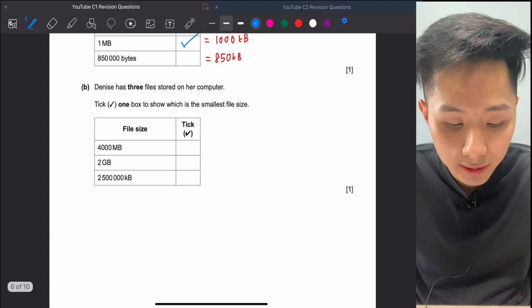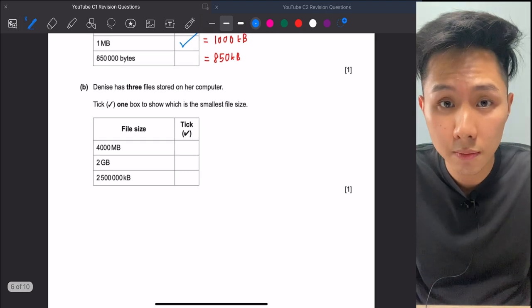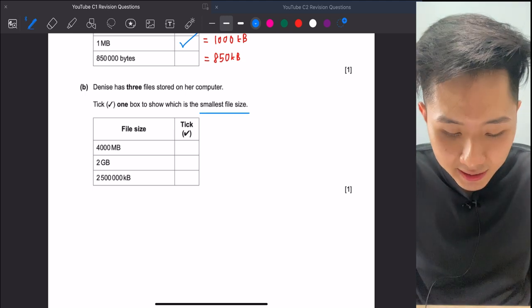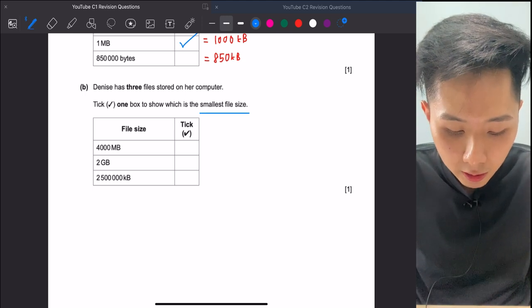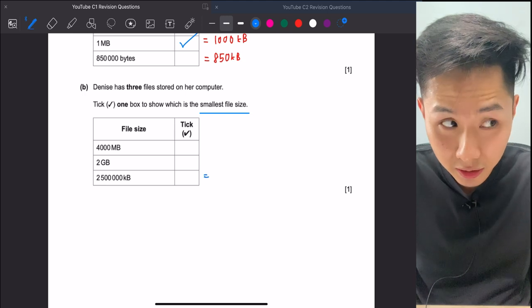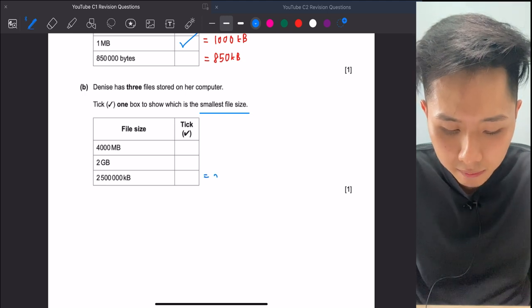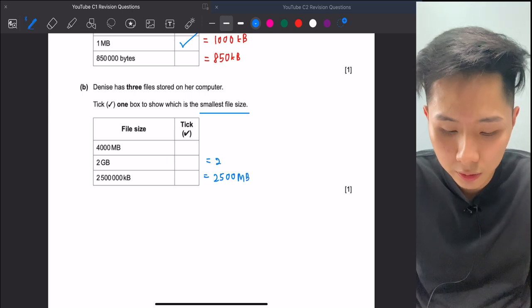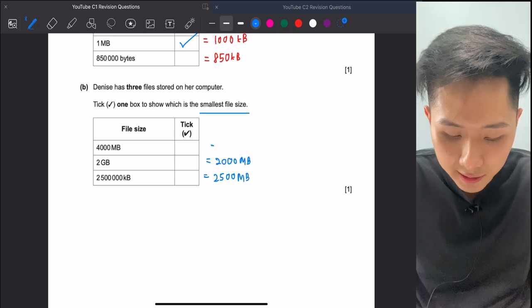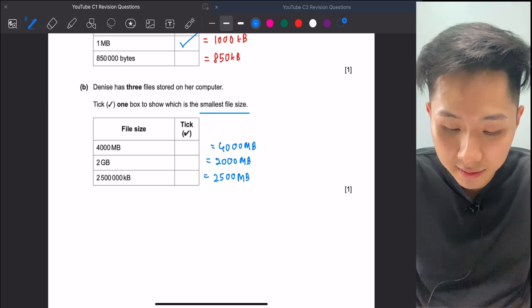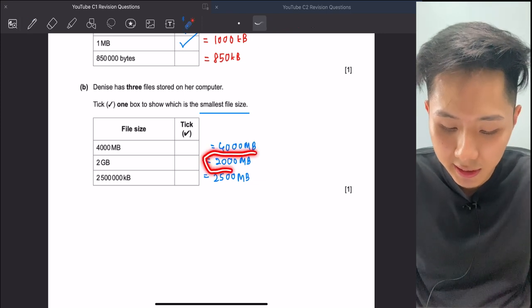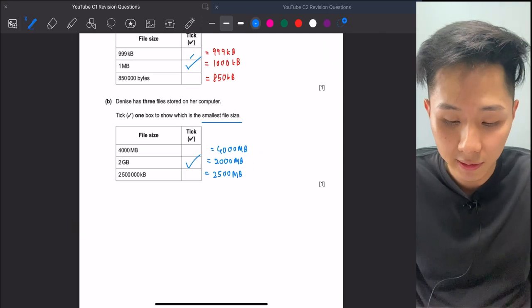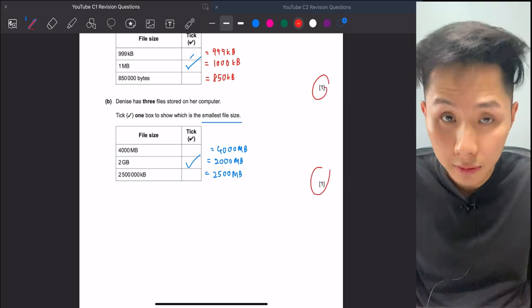And the second question, Dennis has 3 files stored on her computer. They want the smallest file size this time. So I will convert 2.5 million kilobytes into MB. I'll have 2.5 megabytes. And 2 GB is equal to 2,000 megabytes. And this one will remain the same. So again, since I only want the smallest, clearly my second one has the smaller file size. And ta-da, we got full marks for this.